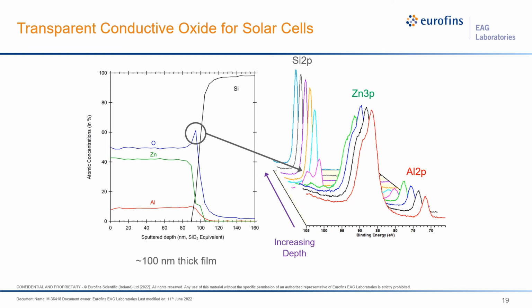Now this film was roughly 100 nanometers thick. The data interpretation became a little bit more complicated when we analyzed a much thinner film.